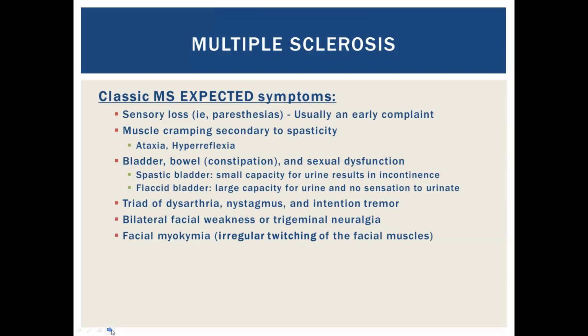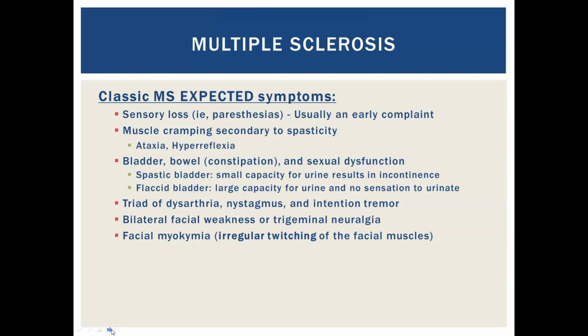So the classic expected symptoms of multiple sclerosis are going to include a laundry list. We have sensory loss, touch changes, and paresthesia in the upper extremities. We have muscle cramping, which can be secondary to spasticity, so the ataxia, the hyperreflexia, all these really weird neuro words that just say that the client doesn't have the muscle coordination they used to have, and we need to promote safety for them. We can also have issues with bowel and bladder, spastic bladder, flaccid bladder. It can also include sexual dysfunction.